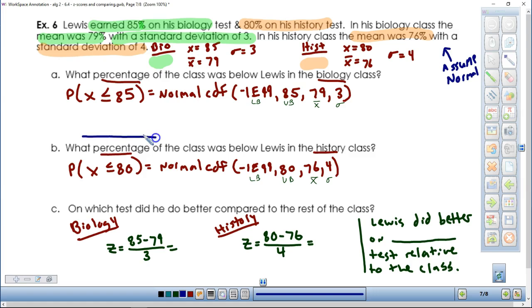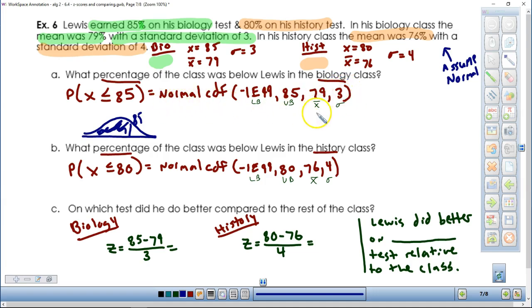So if we think of this normal curve here, what we're asking is if Lewis made an 85, what percent scored below him? Normal CDF is how we've learned to deal with this question. Since it's less than, we're going to go from our lower boundary or lower limit of -1E99, which is the biggest negative number our calculator can handle. Our upper boundary or upper limit's 85. The mean for Lewis's biology test was 79, and the standard deviation was 3.